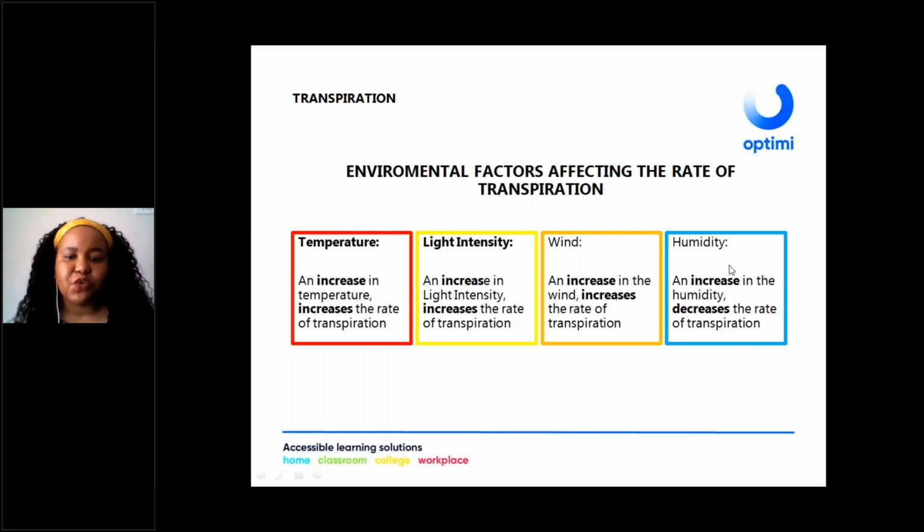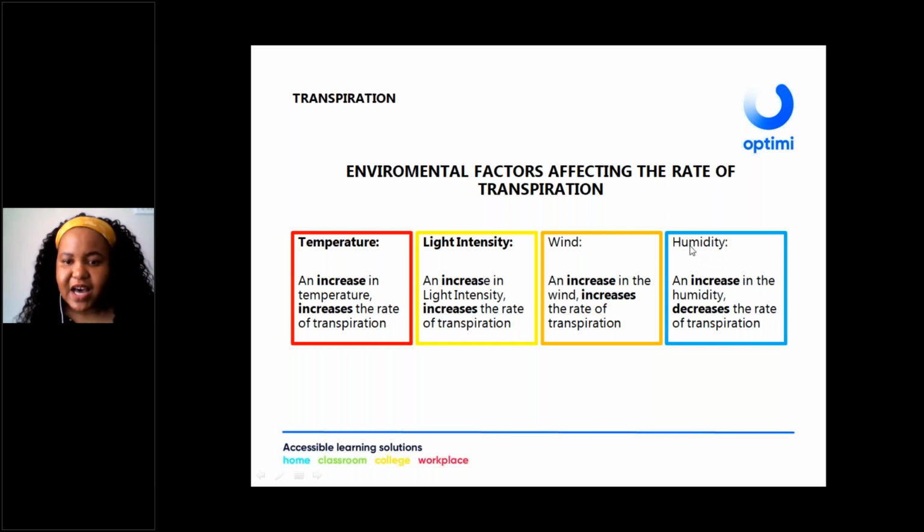So humidity is the amount of water vapor that is in the atmosphere. Okay, so an increase in the humidity decreases the rate of transpiration. How does that happen? So as I have explained, humidity is the amount of water vapor that is found in the atmosphere. So look at it this way.